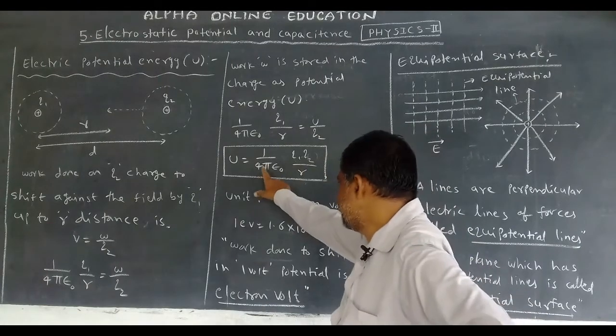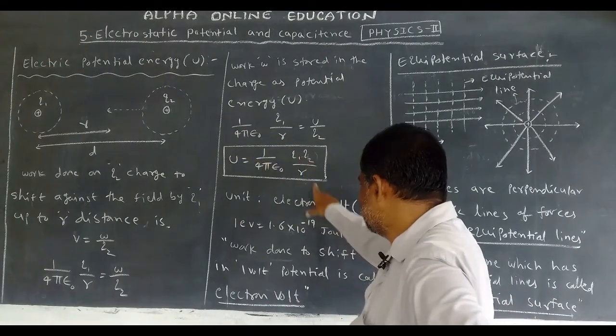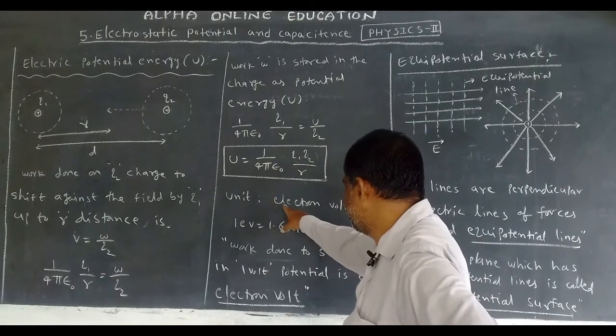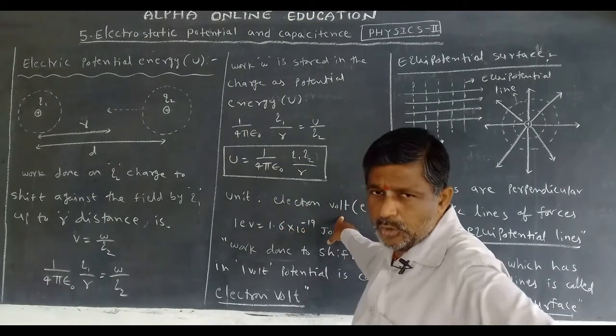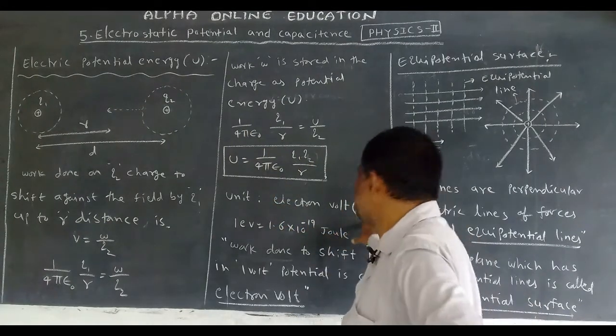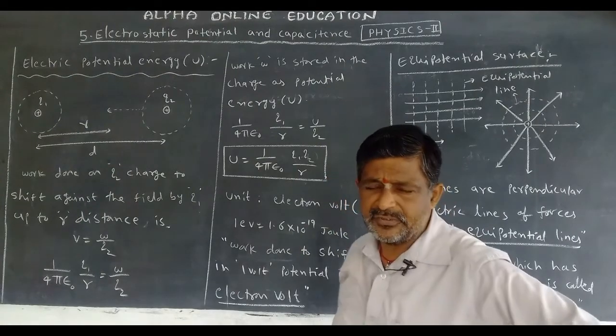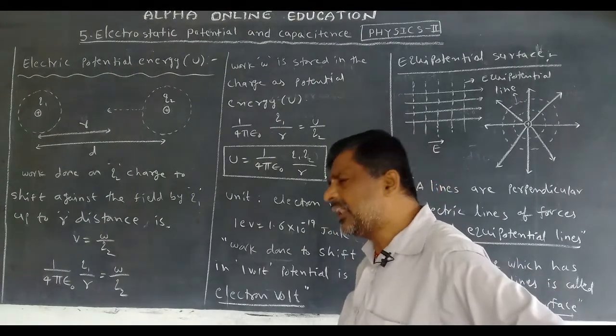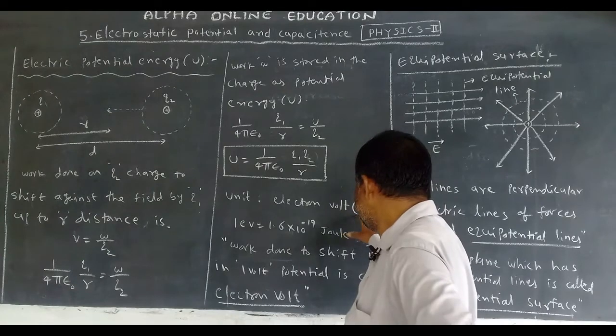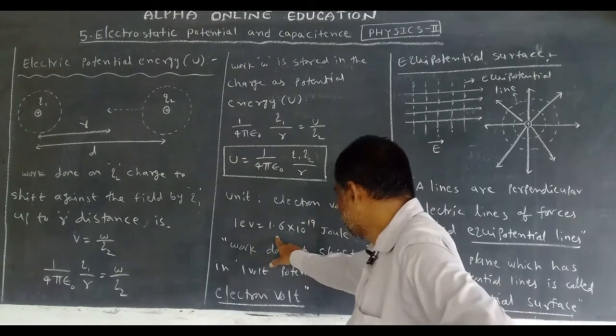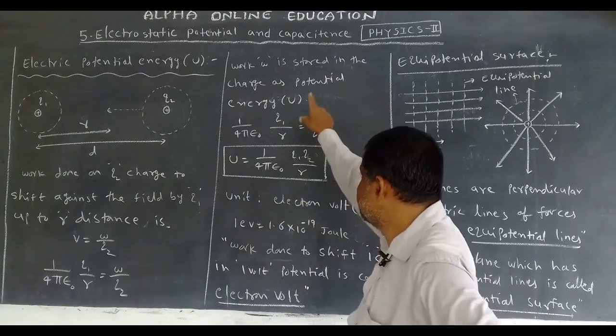Now what is the unit of electric potential energy? The unit of electric potential energy is electron volt. The shortcut we write is eV. 1 electron volt is a potential energy.